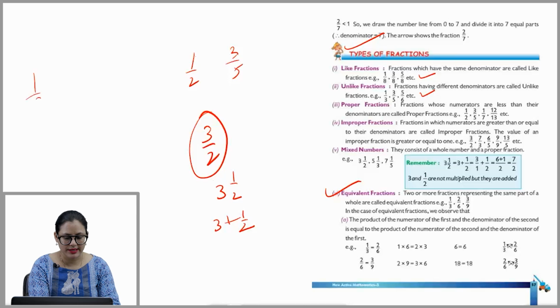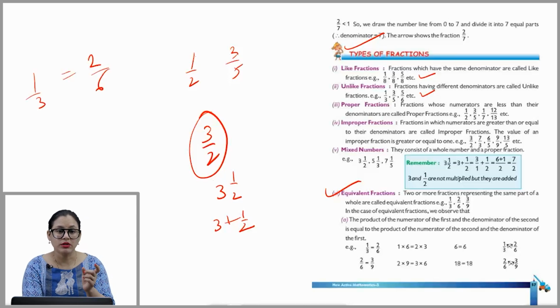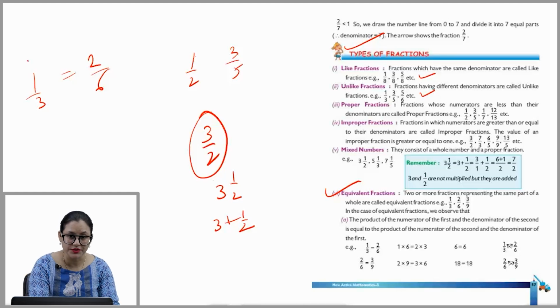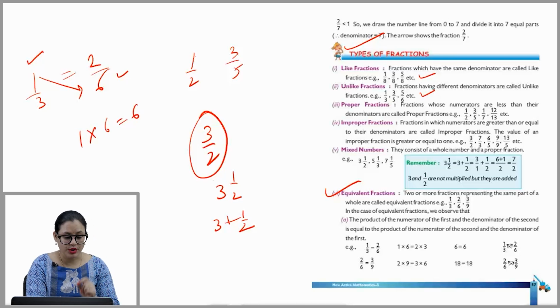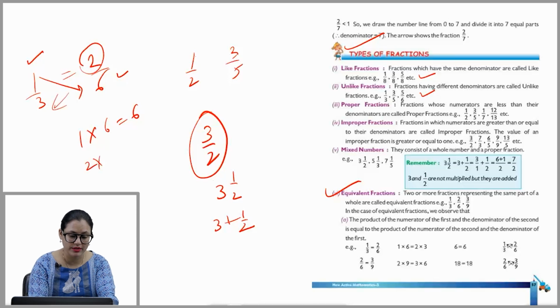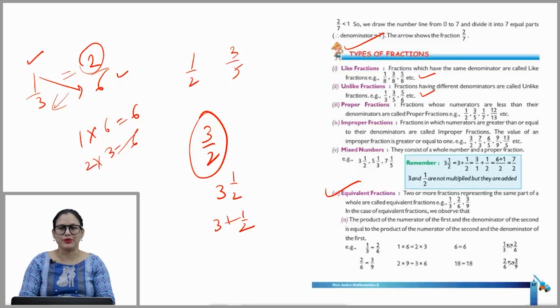1 by 3 and 2 by 6, these are equivalent fractions. Okay. So, what we learned here: the product of numerator of the first and the denominator of the second, that is 1 into 6 is equals to 6, and the product of the numerator of the second and the denominator of the first, that is 2 into 3 is equals to 6. Both are equal. Okay.